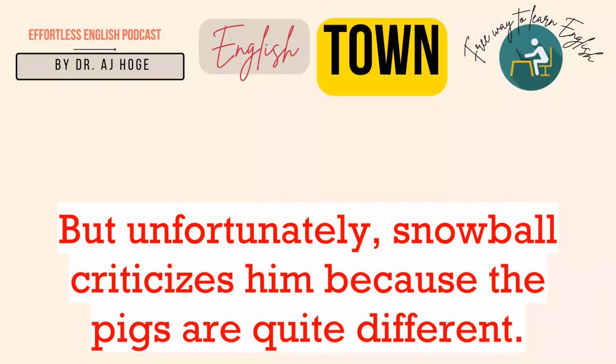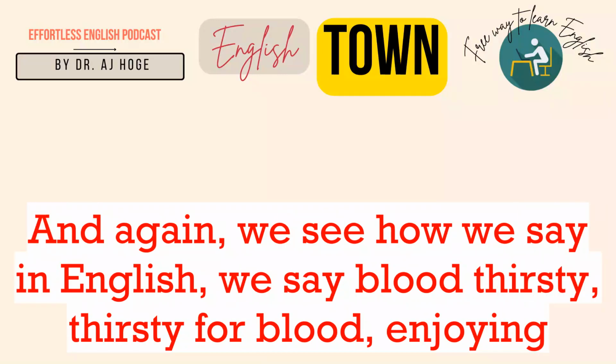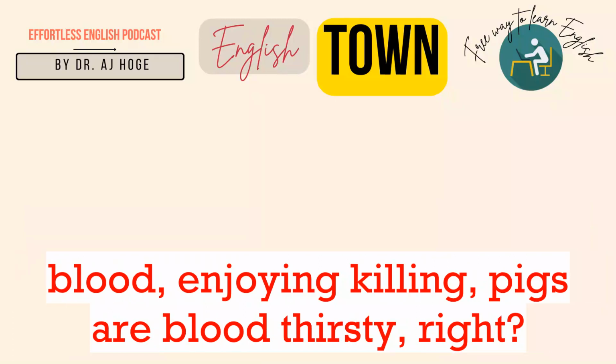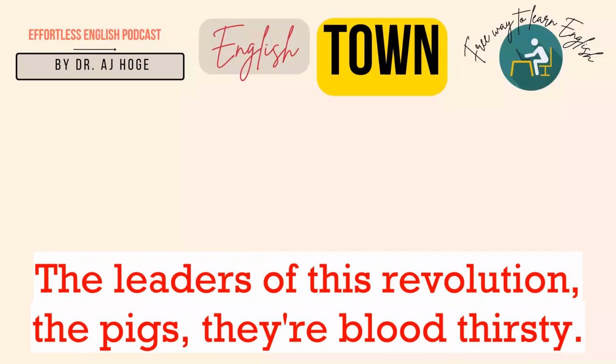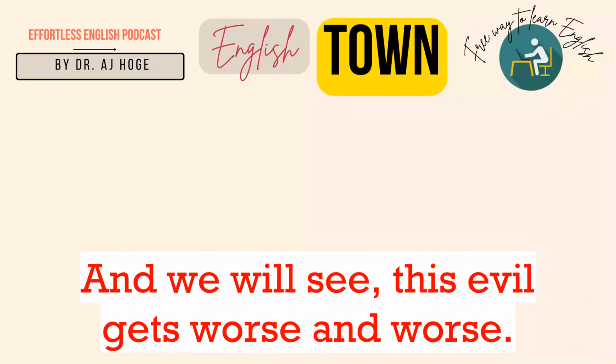Snowball criticizes him because the pigs are quite different. And Snowball says, "War is war. The only good human is a dead one." And again, we see what we say in English, bloodthirsty. Thirsty for blood. Enjoying blood. Enjoying killing. The pigs are bloodthirsty. Right? The leaders of this revolution, the pigs, they're bloodthirsty. They're evil, basically. And we will see, this evil gets worse and worse.